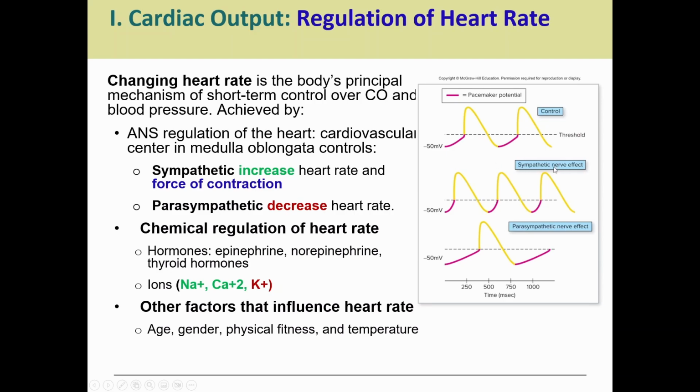We see that with the sympathetic nerve effect. So we have the sympathetic innervation kicking in. We see that we can climb to that threshold much faster, which means we can beat more often, and parasympathetic has the opposite effect.